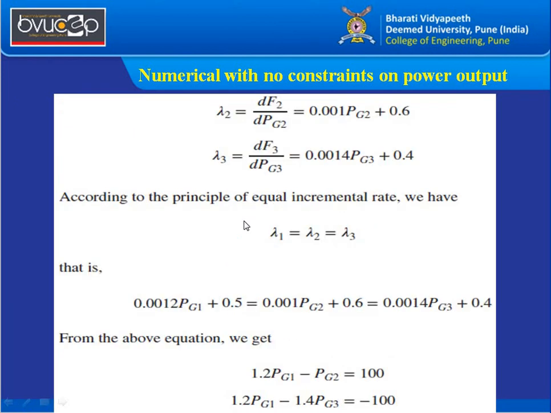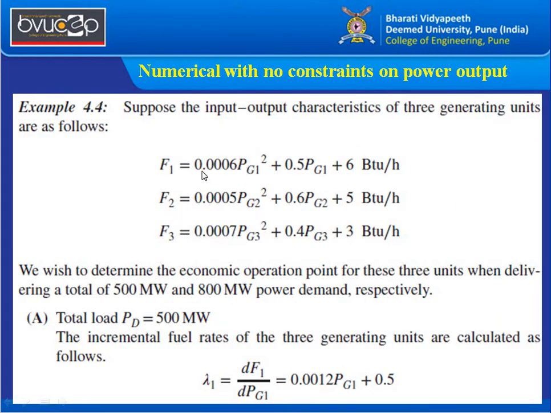Let me go to those equations. Yes, we are considering the same equations 2 and 3. So we are going to consider only 2 and 3. First is ruled out because it is violating the limits. These two are within the limits. So we are taking the derivative of the second and third.